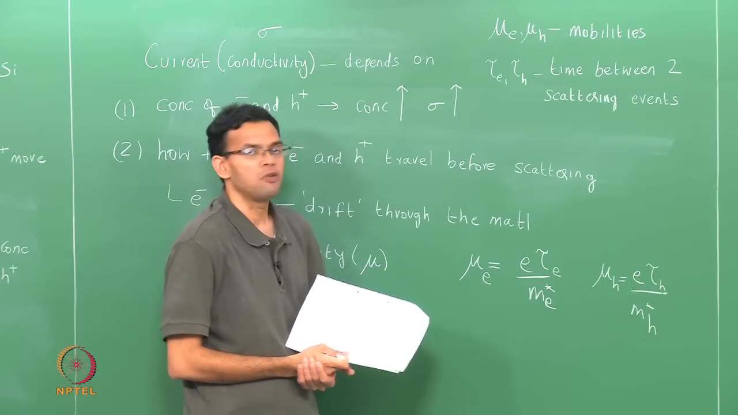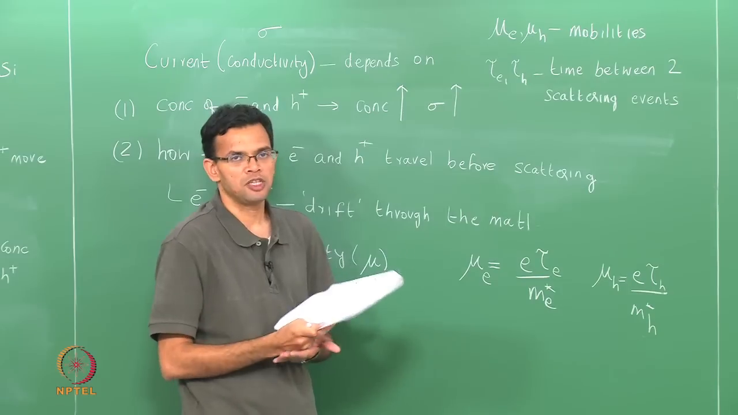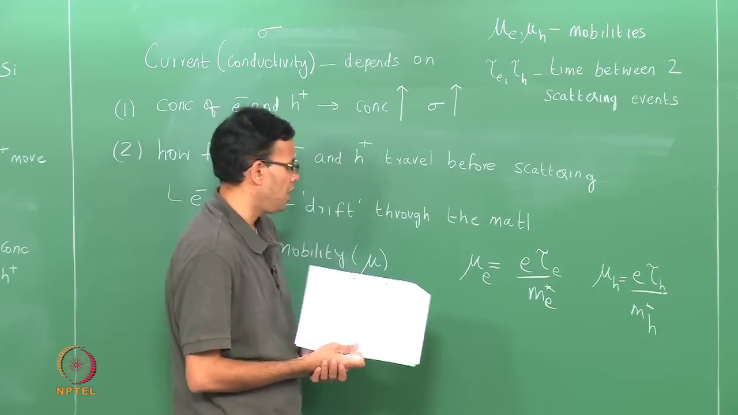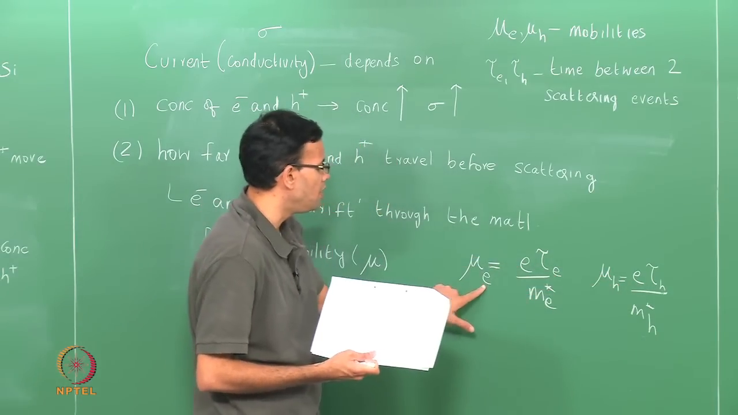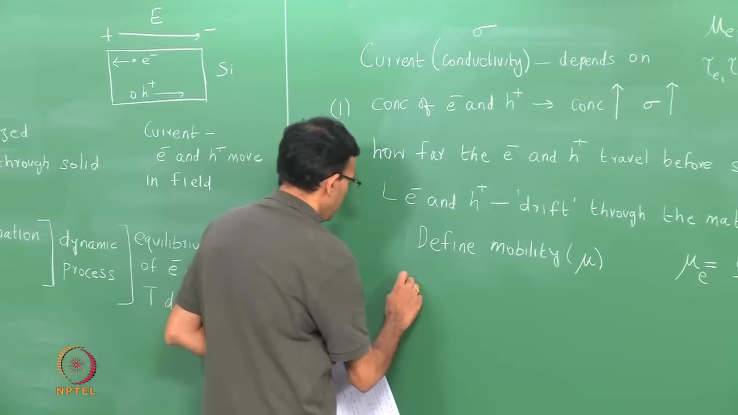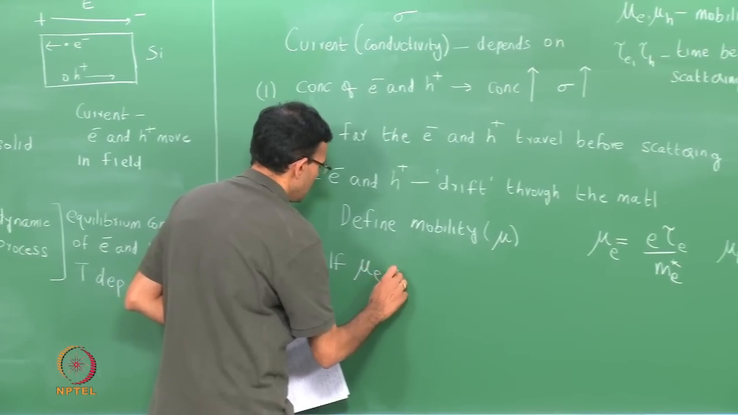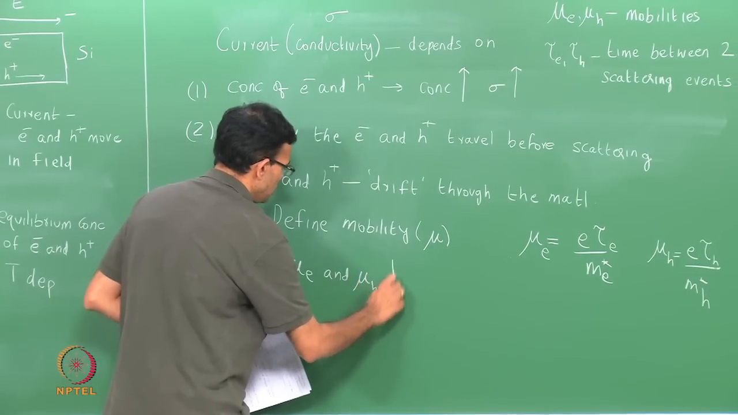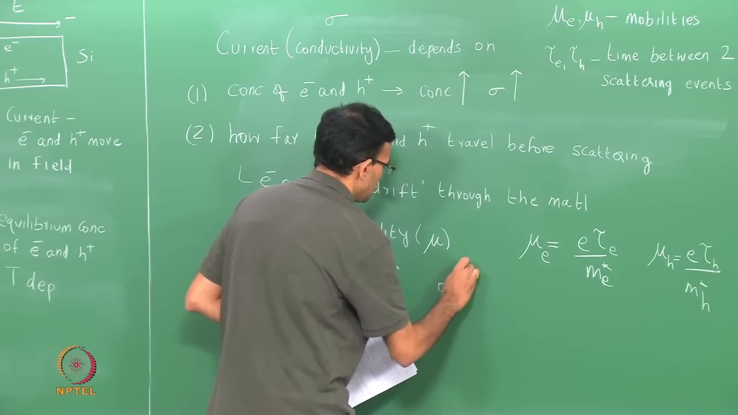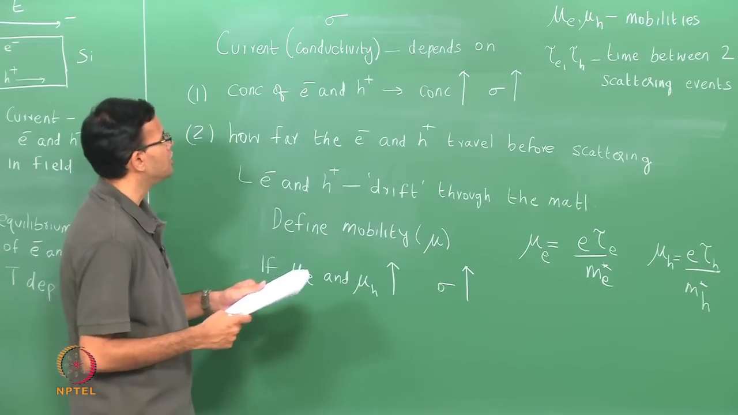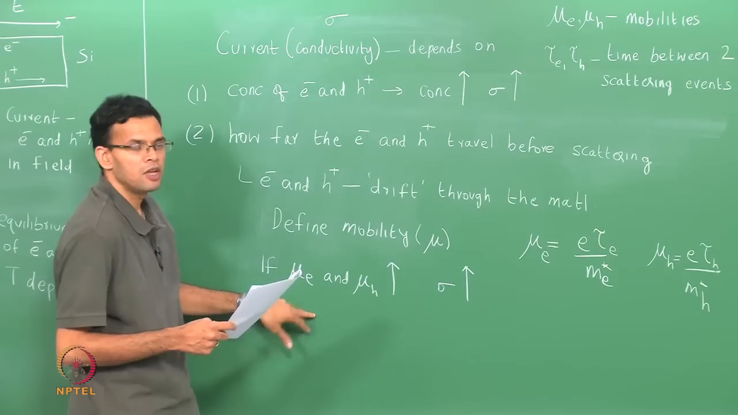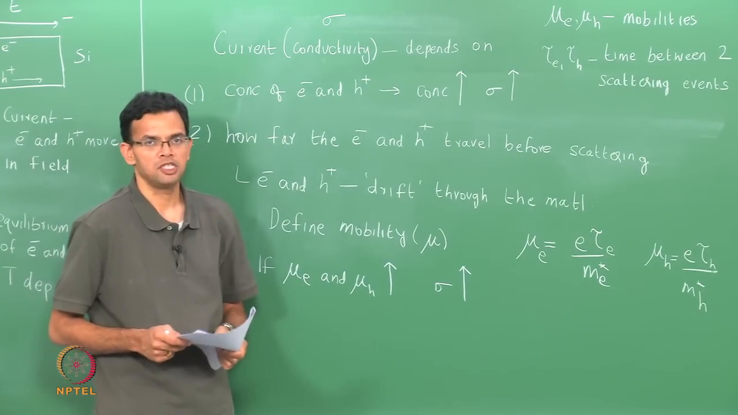So, if tau e and tau h are large, which means the time between two scattering events is large, the electrons can travel a large distance before scattering. In such a case, your mobilities are also large, and hence the conductivity is also higher. So, we can say if mu e and mu h increase, and they would increase if the scattering is less, the conductivity increases. So, we saw that the conductivity depends on two terms, one is the concentration, the other is the mobility. We can put these together to write an equation for the conductivity.